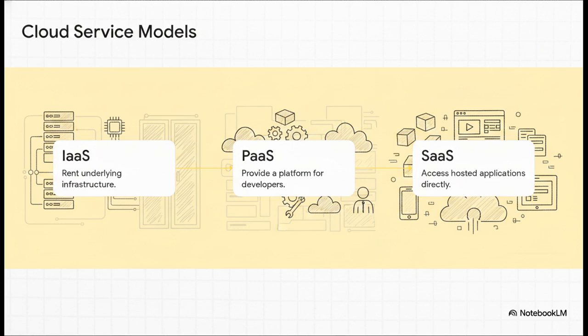Down at the foundational step, we have IaaS, or Infrastructure as a Service. This is where you're basically renting the raw digital real estate: virtual machines, storage, networks. You have total control here, but also the most responsibility to maintain it. Move up to step 2, and we have PaaS, Platform as a Service. This gives developers a ready-made playground to build and deploy applications, so they don't have to worry about managing the underlying servers at all. And finally, sitting at the top in step 3, we have SaaS, Software as a Service. This is the finished product hosted in the cloud. Think Google Workspace or Netflix, the stuff you and I probably use every single day.